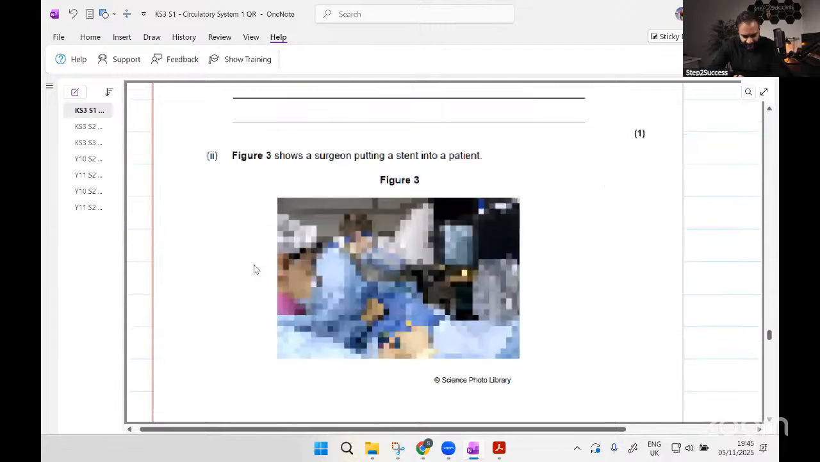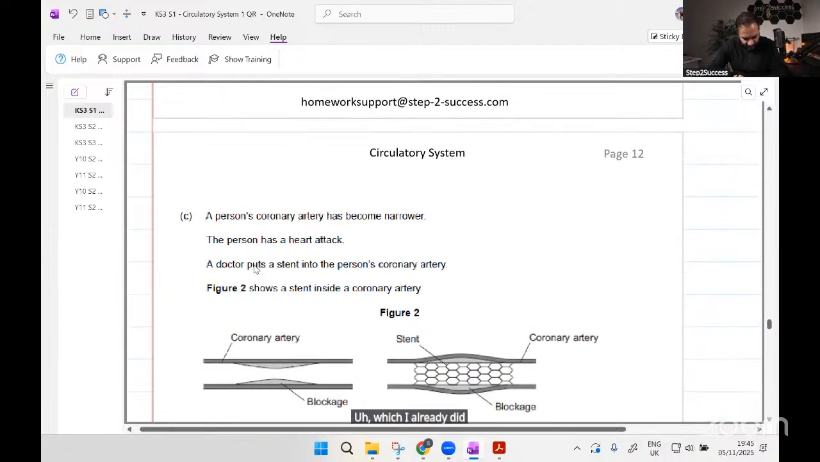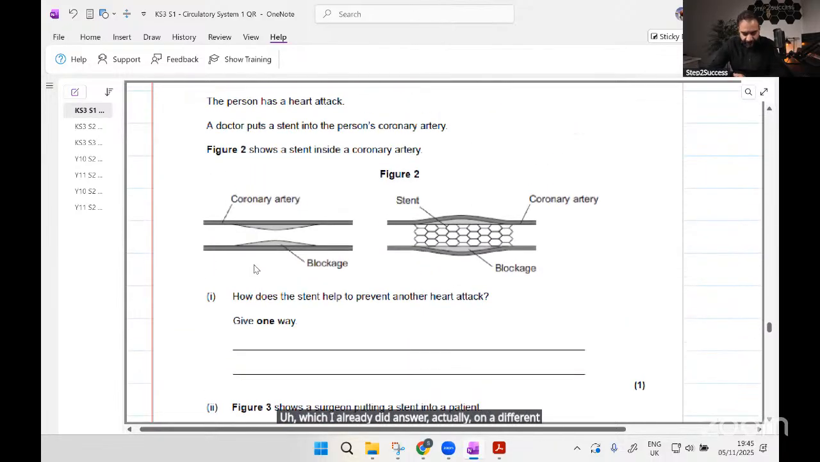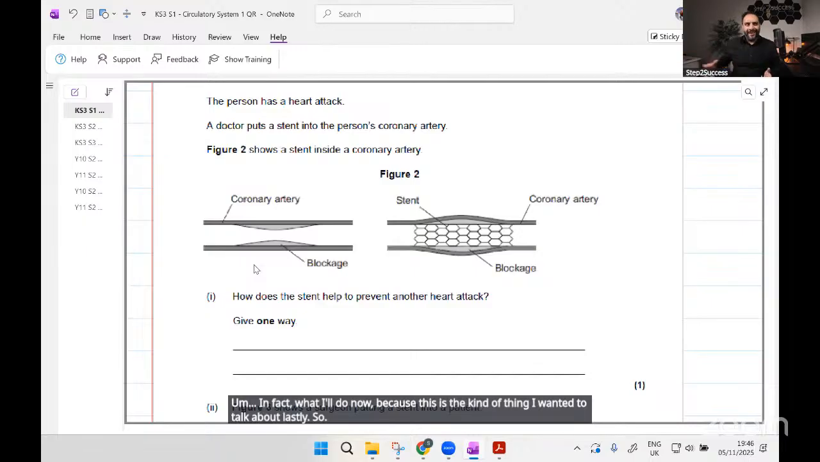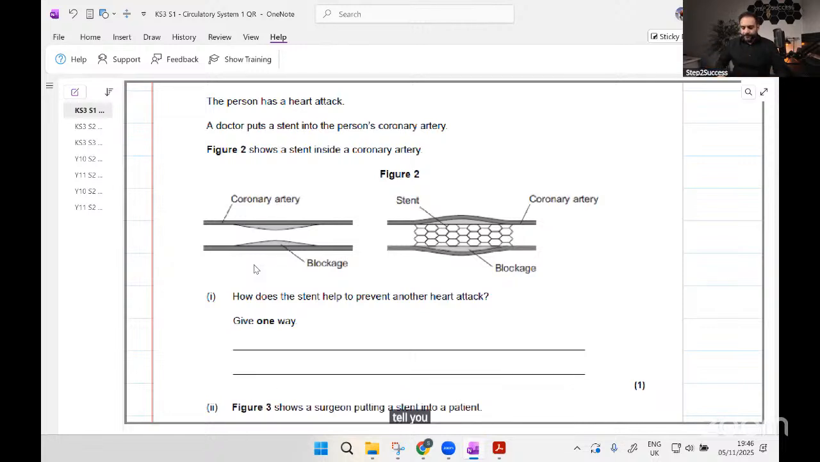Which I already did answer actually on a different question, I think. In fact, what I'll do now, because this is the kind of thing I wanted to talk about lastly. So you may not have done this in the lesson because it's not strictly a part of the circulatory system. It's just links to it in a different way. So let me tell you something, which I think is somewhat interesting.